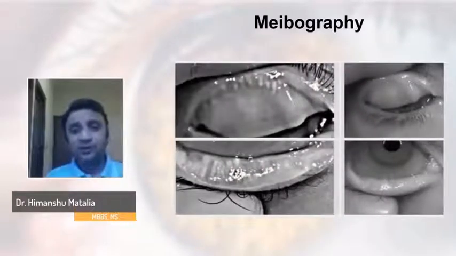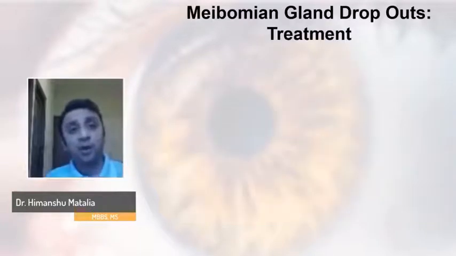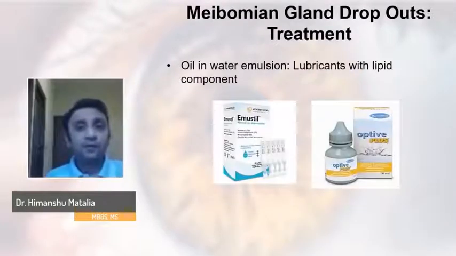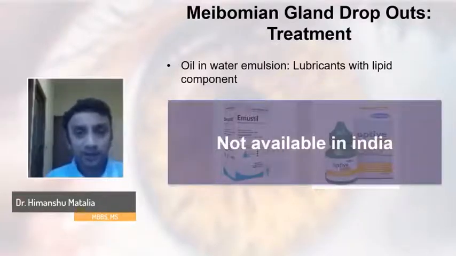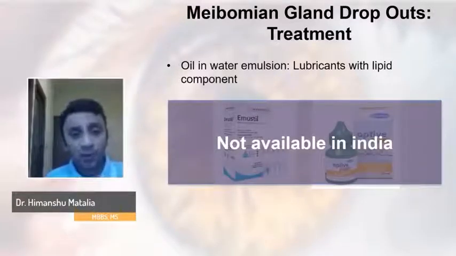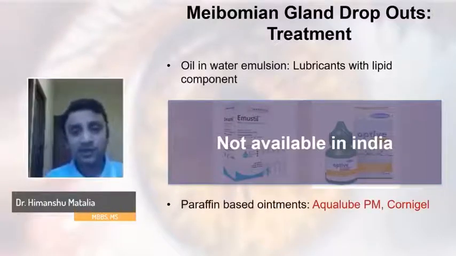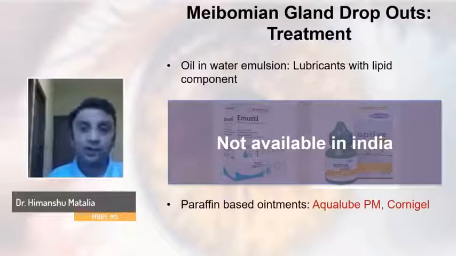So in such kind of cases, the best lubricant has to be something which is an oil and water emulsion. And unfortunately, in the drop form, we do not have much option in our country. Hence, we may have to use paraffin-based ointment, something like Equilib PM or Cornigel in our country.